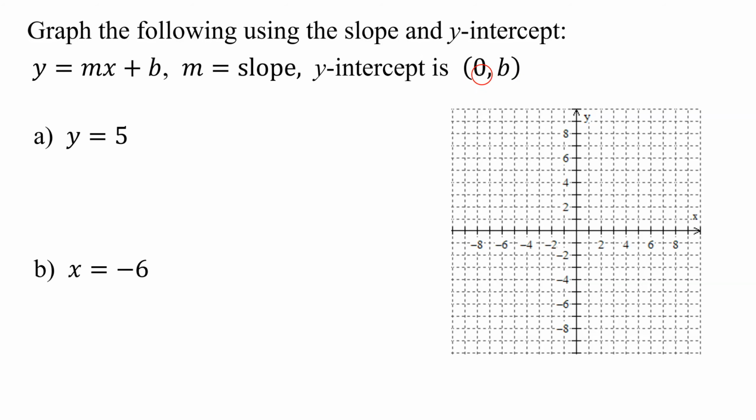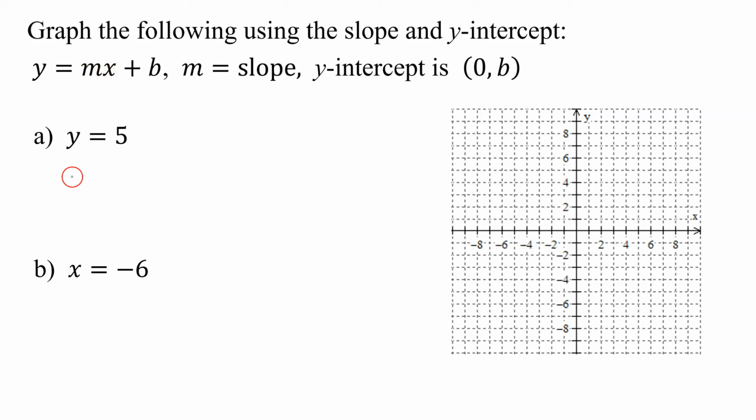Remember, the y-intercept is an ordered pair. Its x-coordinate is always 0. The y-coordinate comes from this equation. Looking at our first example, y equals 5, is it possible to put it into slope-intercept form? Notice there's no x term.